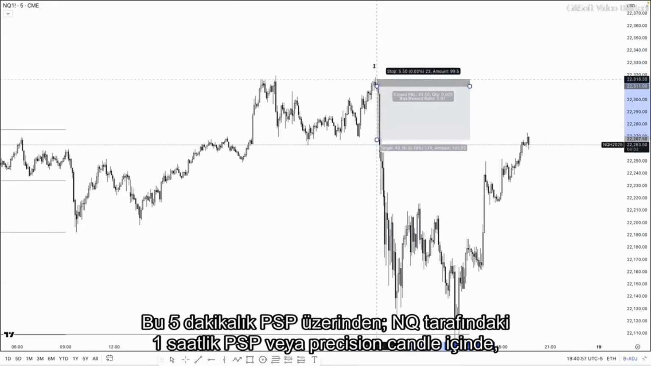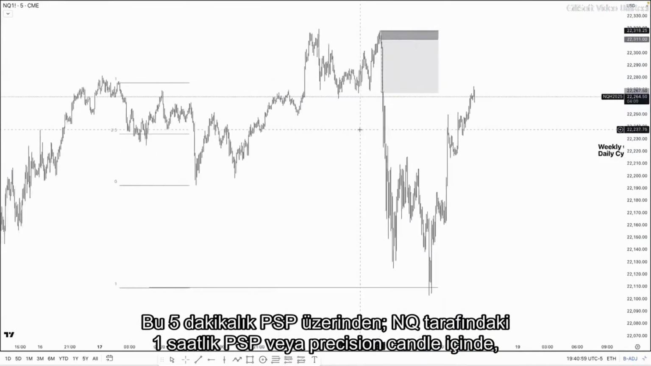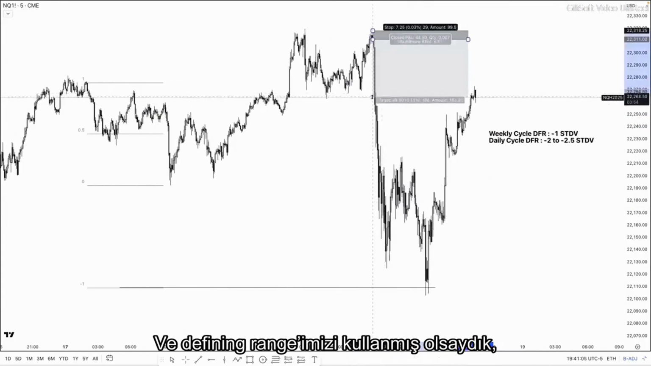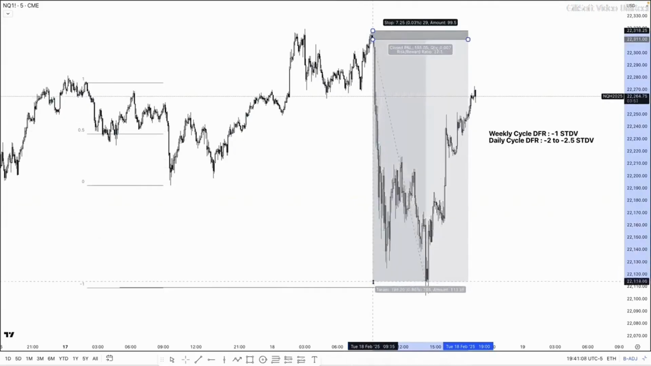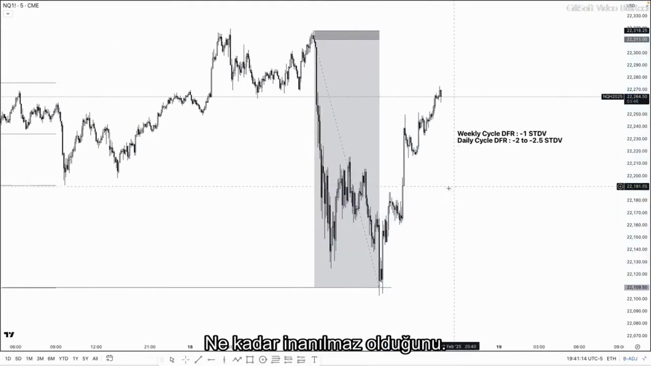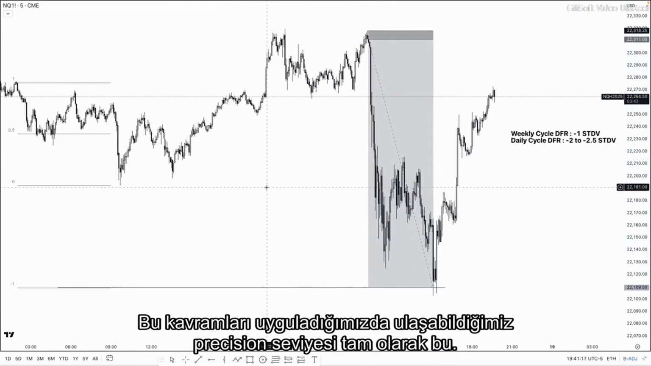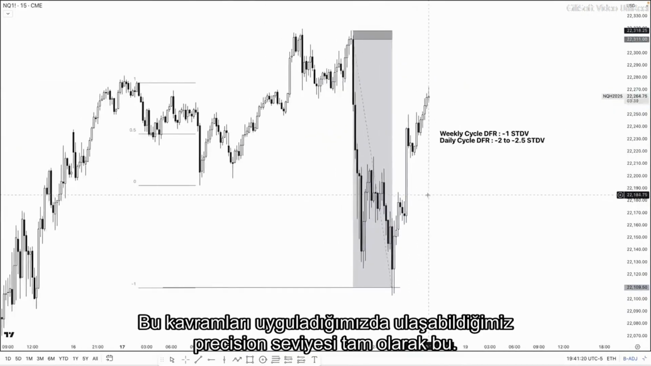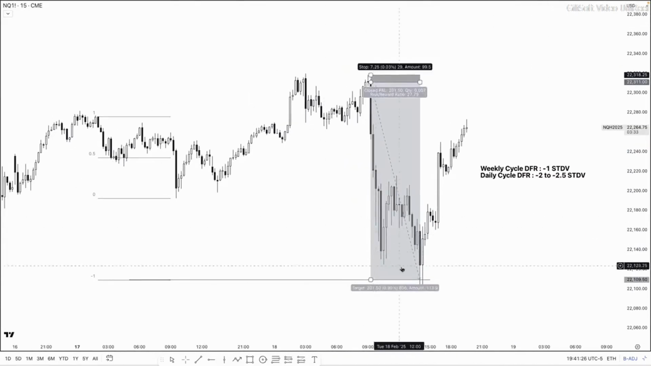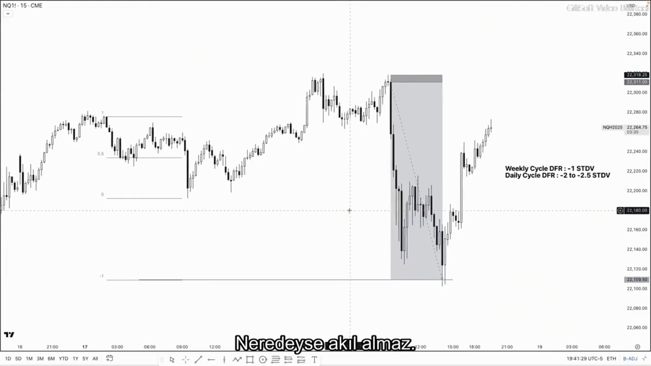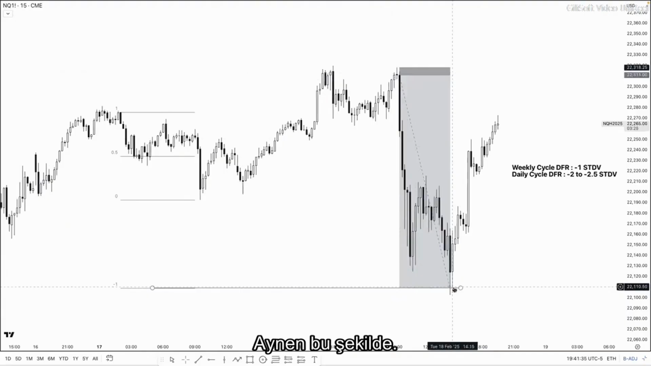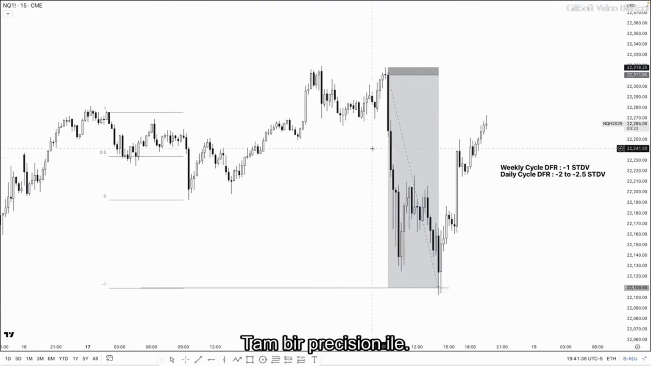Okay, so if we had entered on our original entry, on this 5-minute PSP, within the 1-hour PSP, or precision candle on NQ, and we had utilized our defining range, you can see how incredible this is, the level of precision that we can achieve when we apply these concepts. Okay, it's almost unfathomable, but it's right here. And this is the entire range of the day, just like that, with precision.